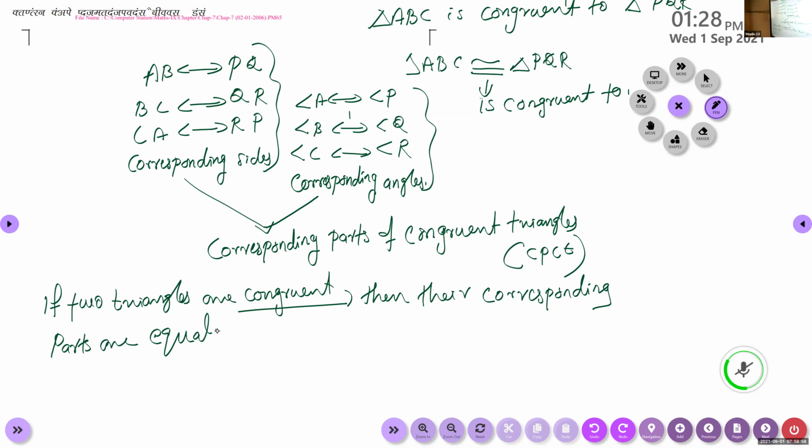Okay. All of you go through this. Next, we are moving to criteria for congruence, that is rules for congruence. We have some rules. If two triangles satisfy those rules, then we can say the given triangles are congruent. So all of you go through this congruence once. Then after that, we will start criteria.